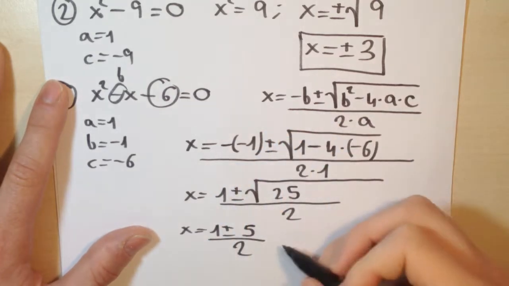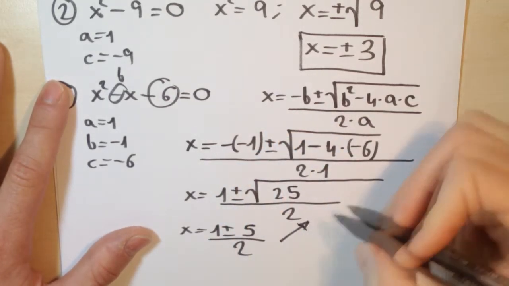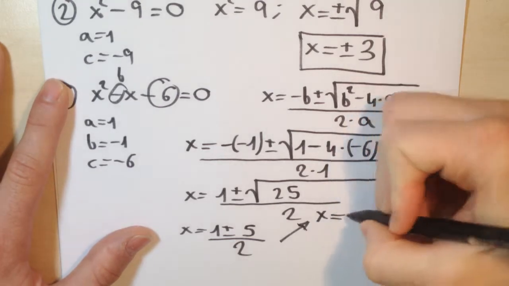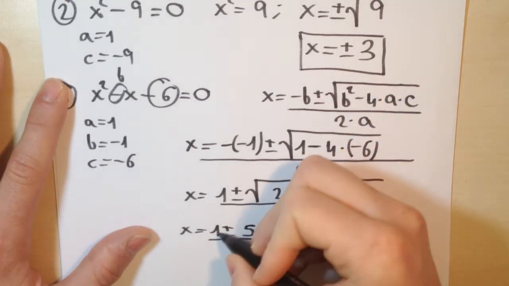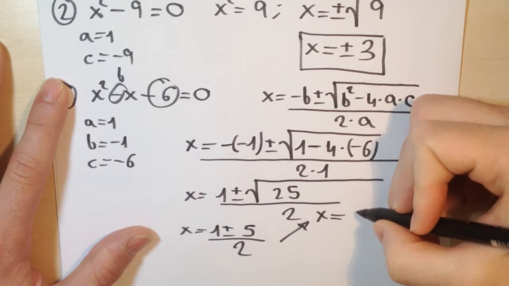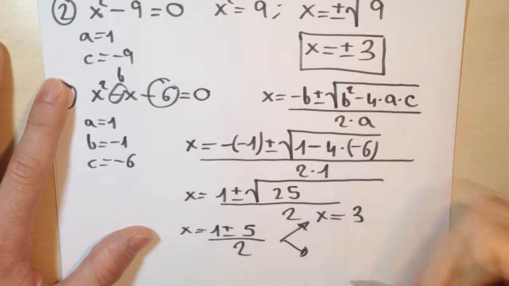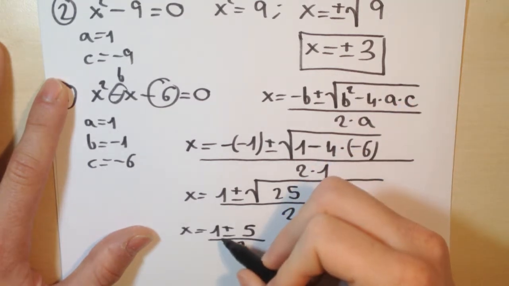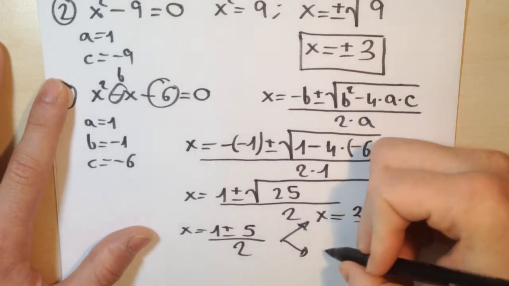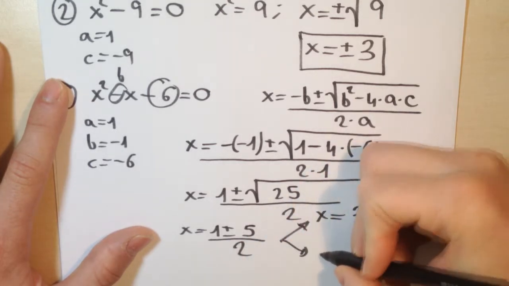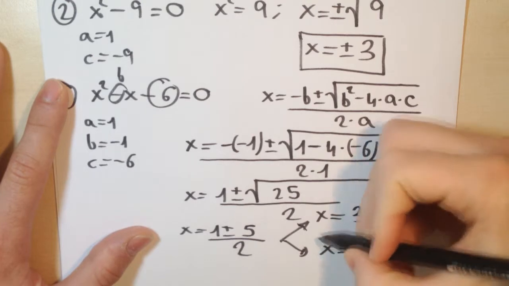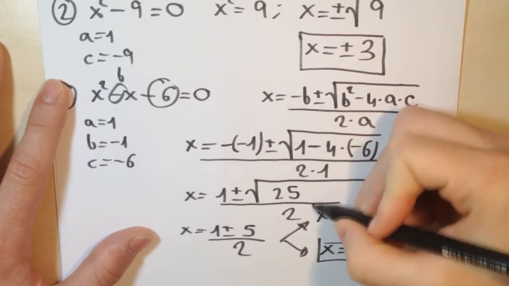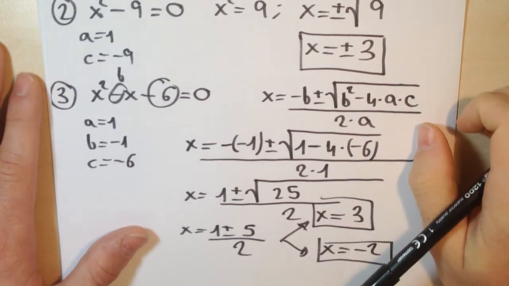So we have two different solutions. The first one is x equals 5 plus 1 is 6 divided by 2 is 3, and the other one is 1 minus 5 is -4 divided by 2 is -2. x equals -2. We have these solutions.